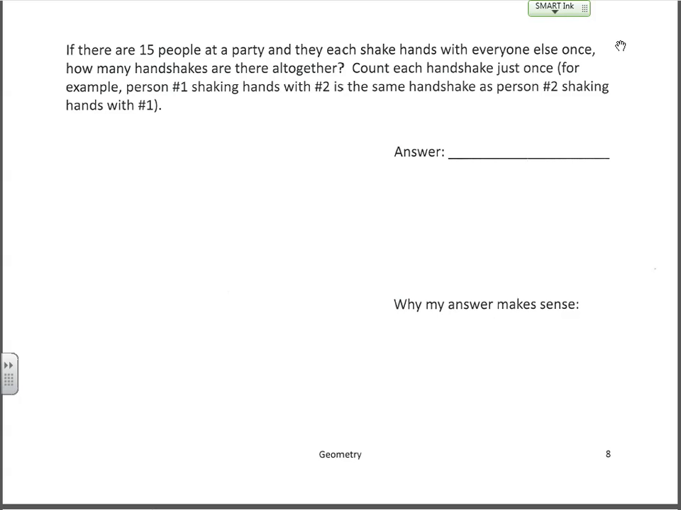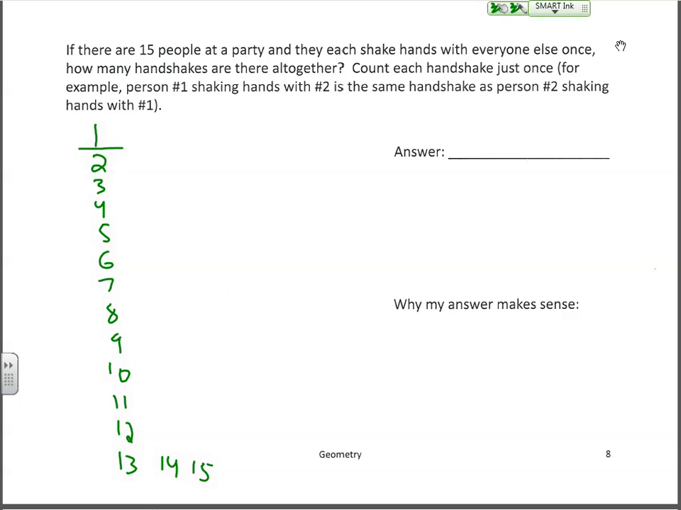So you can set this up like you did with the basketball games in a season, right? Person number 1 is going to shake hands with who? Person 2, person 3, person 4, person 5, 6, 7, 8, 9, 10, 11, 12, 13, 14, and the 15th person at the party.